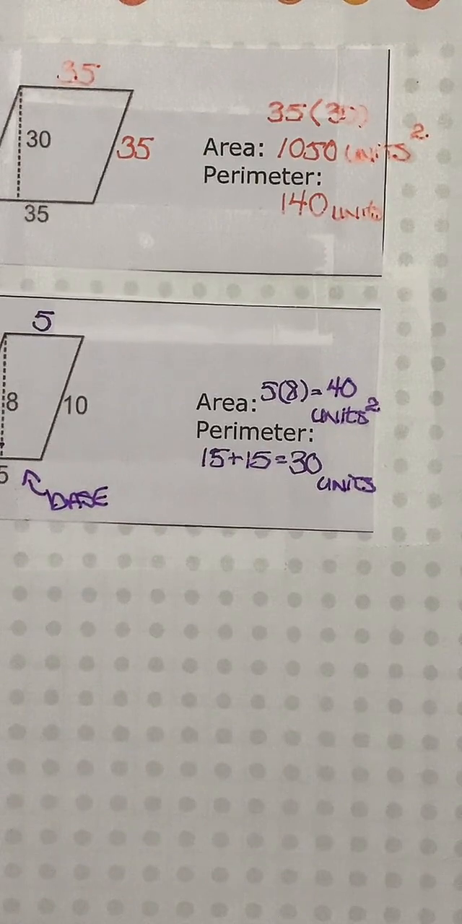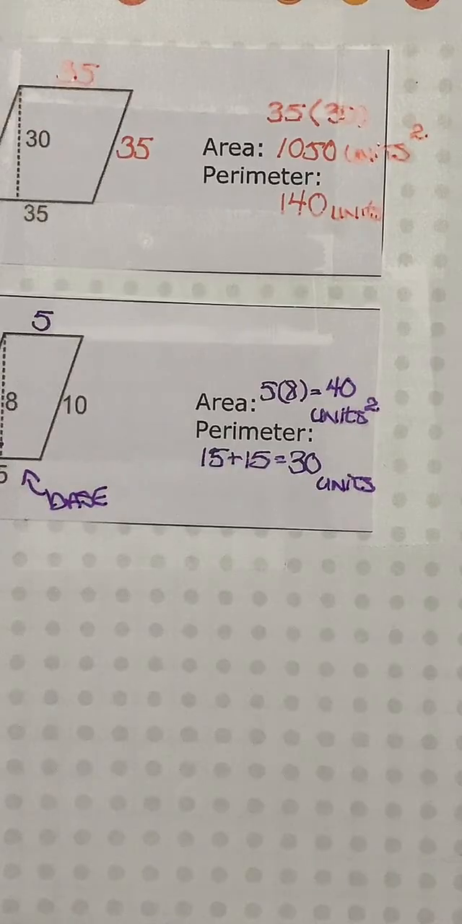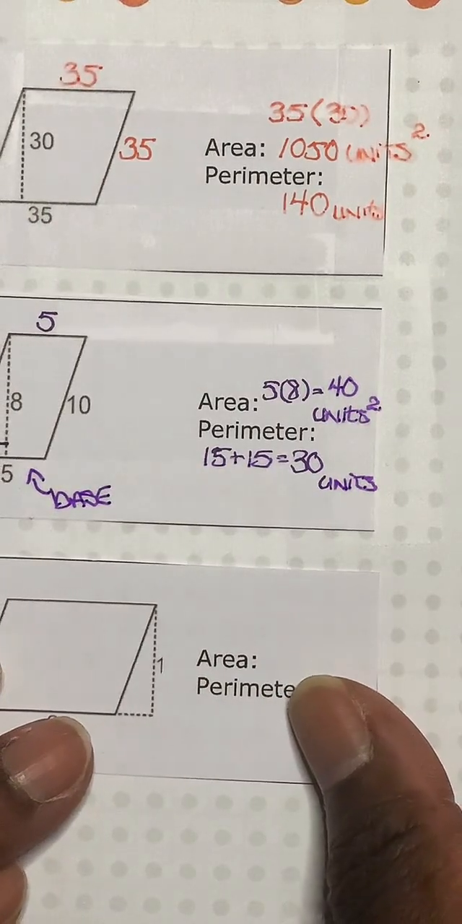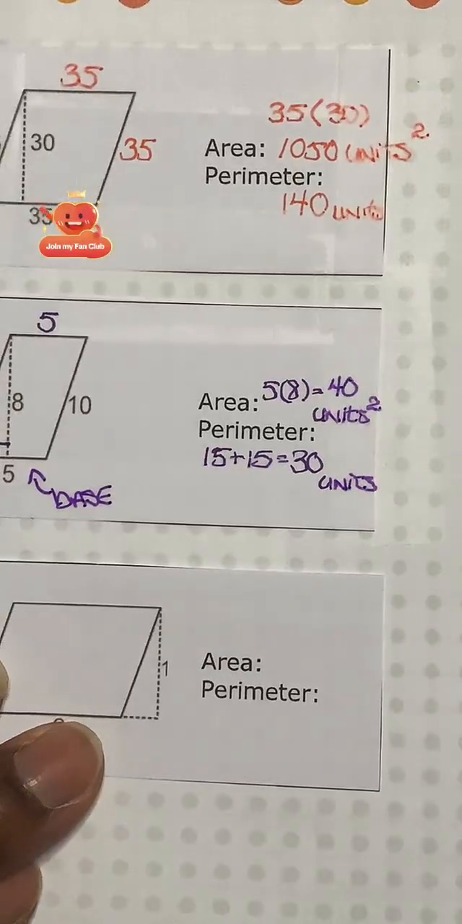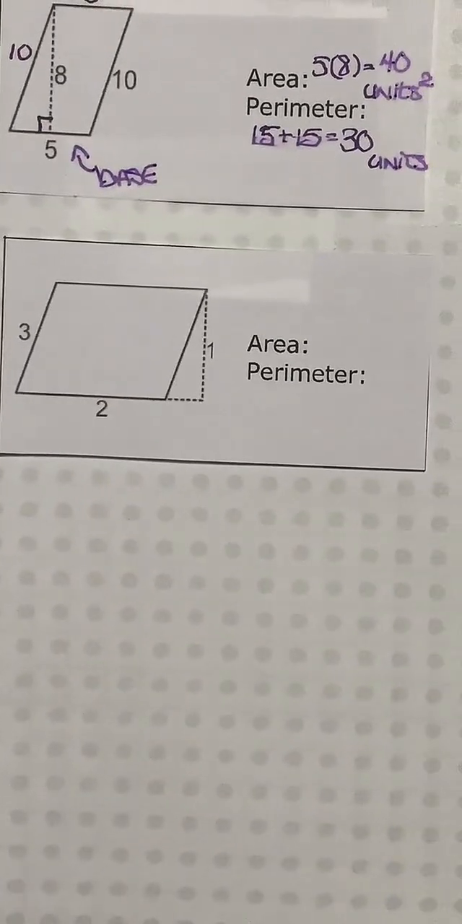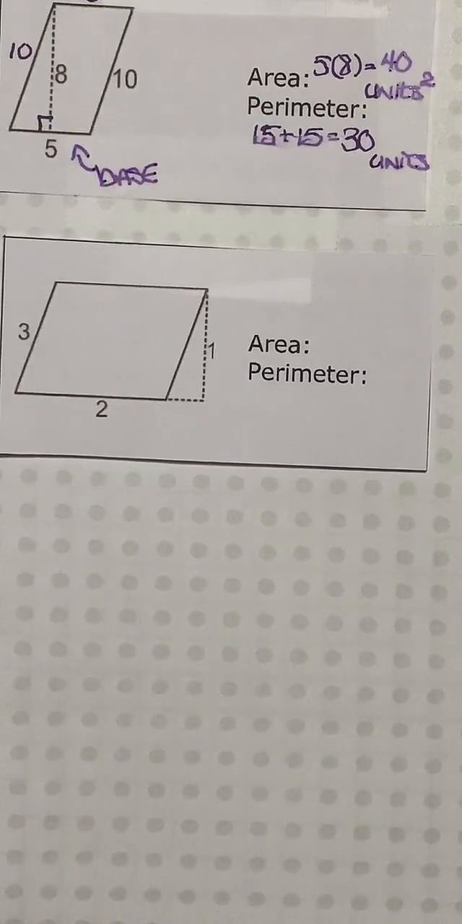Okay, all right, are we okay now? All right. Okay, good. All right, let's try one more before we go to our next one, because I want to make sure that you got it before we move on. What's my area? What's my perimeter?